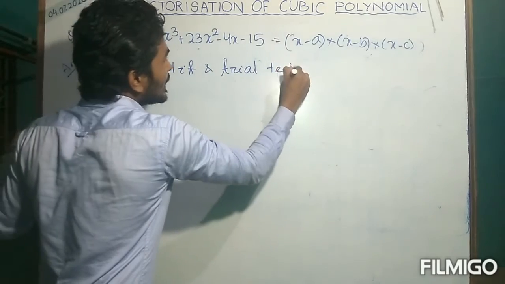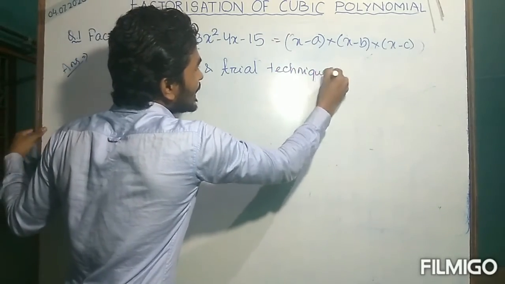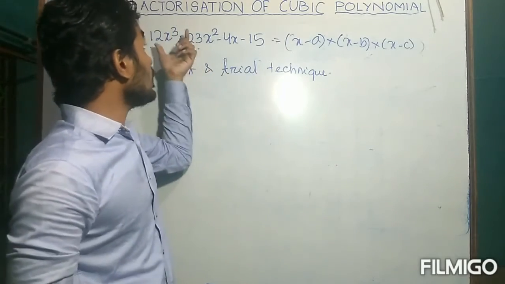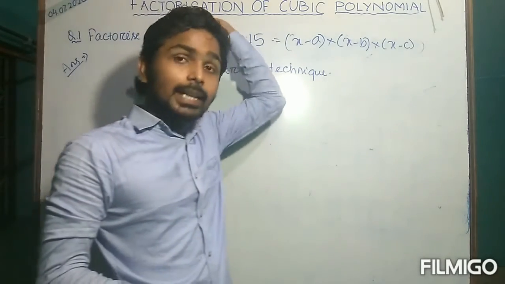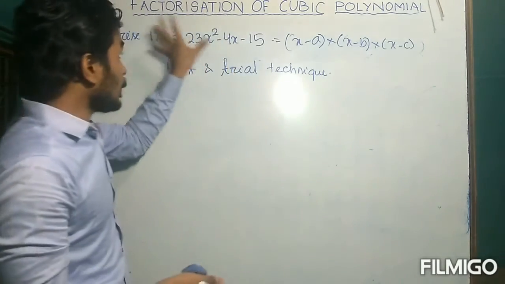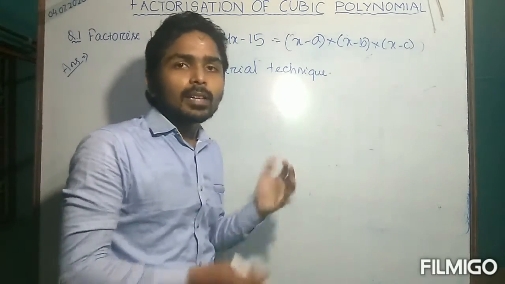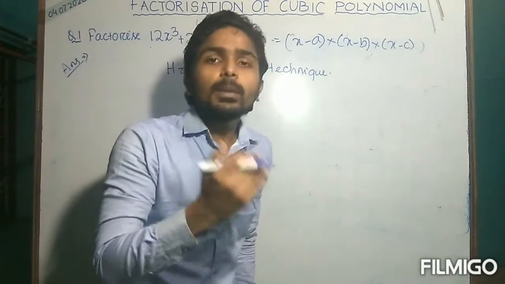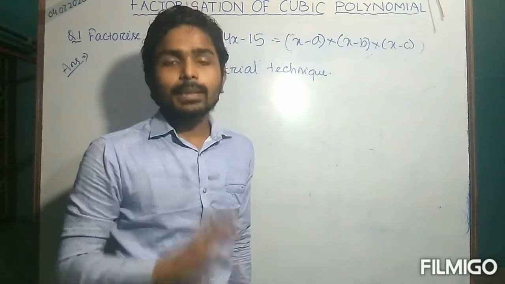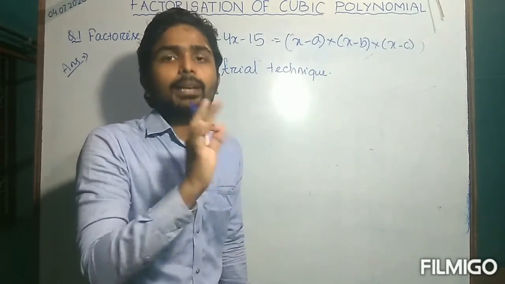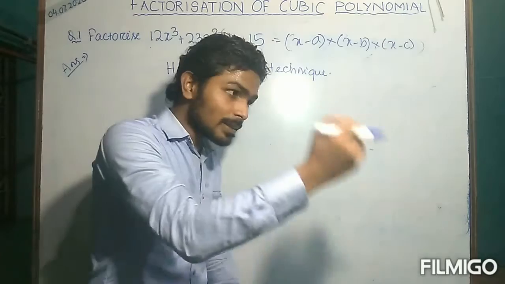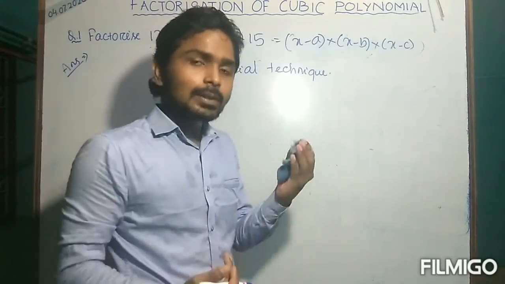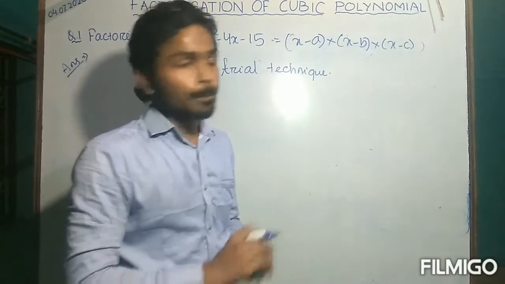Okay, what is the hit and trial technique? In the hit and trial technique, we have to substitute different values of x in the polynomial and find the total value of the polynomial. If the value of the polynomial is 0, that means the remainder is 0. And according to the remainder theorem, if the remainder is 0, or p of a is 0, then x minus a is a factor. So in this process we can get the factor.